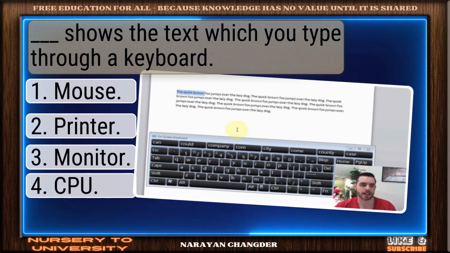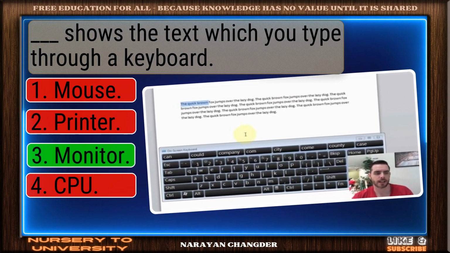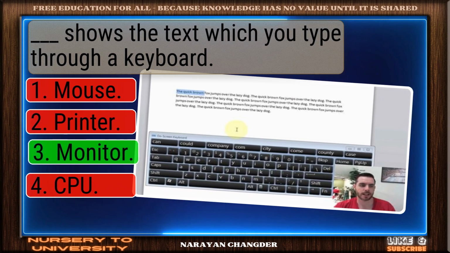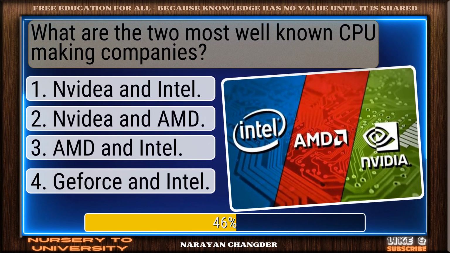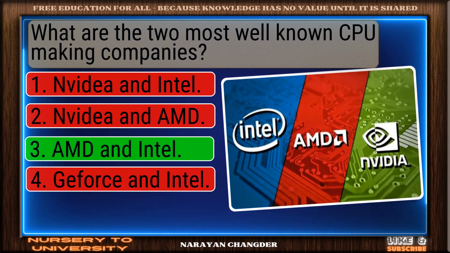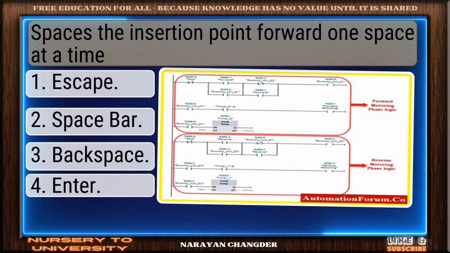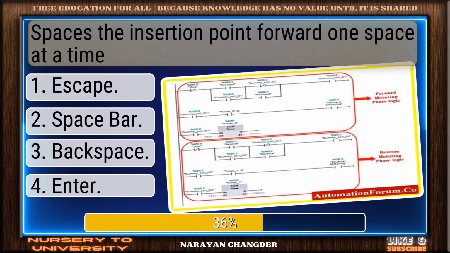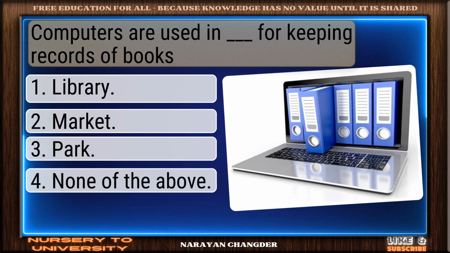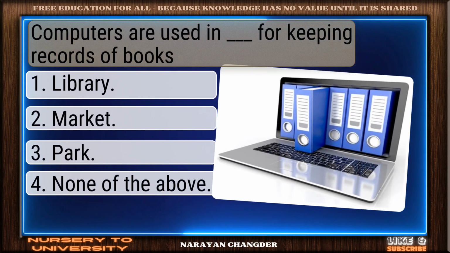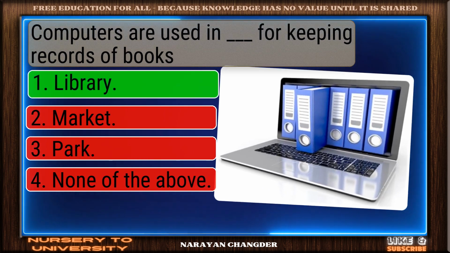Dash shows the text which you type through a keyboard. Nicely done. Monitor is a solid answer. What are the two most well-known CPU making companies? Nice work. You chose AMD and Intel, and it is correct. Space moves the insertion point forward one space at a time. You chose spacebar, and it is correct. Computers are used in dash for keeping records of books. Clear logic. Your choice library is sound.